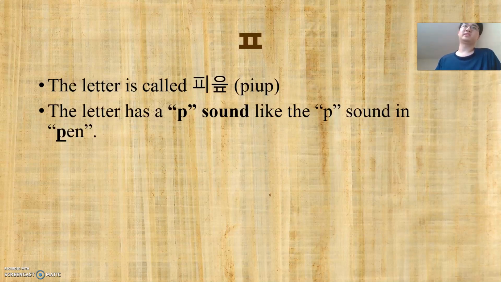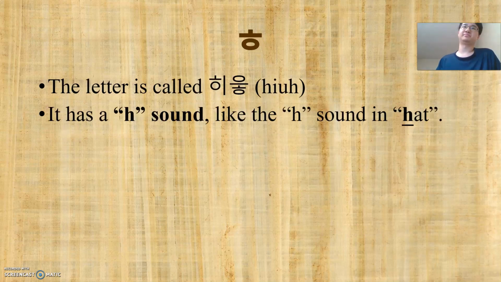And this letter is called the Pieup, and this has a P sound. Now remember what I said earlier about the Bieup sometimes having a P sound. Well, this is usually the consonant or the letter that's used to represent the P sound, like the P sound in pen. So remember that. I know it gets a bit confusing. And here is a letter called Hieut, and the Hieut has an H sound, like the H sound in hat.